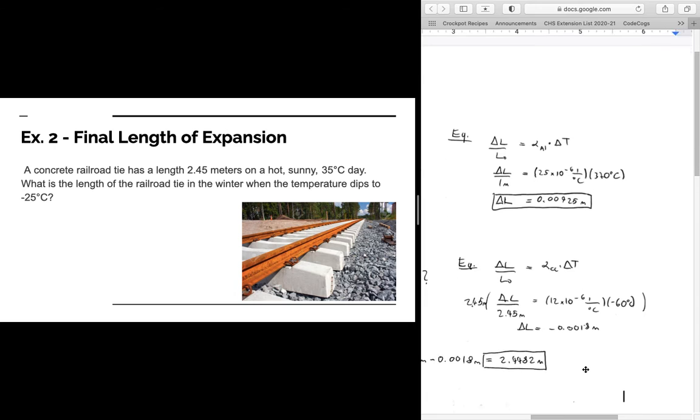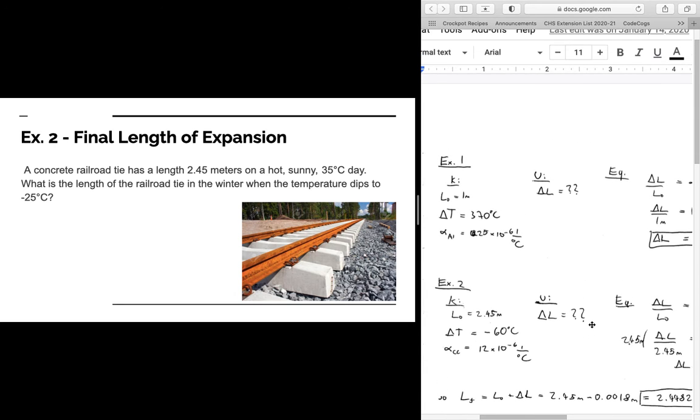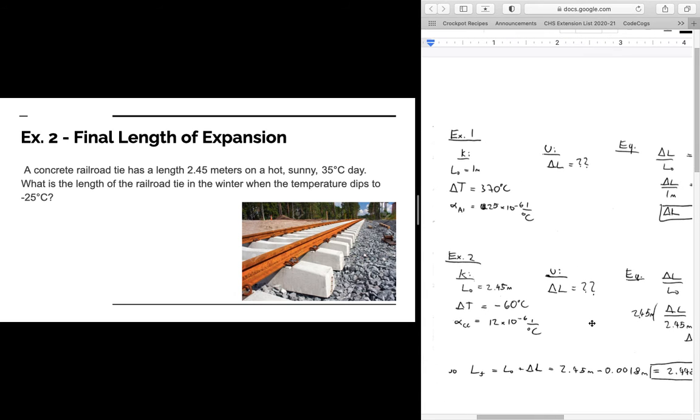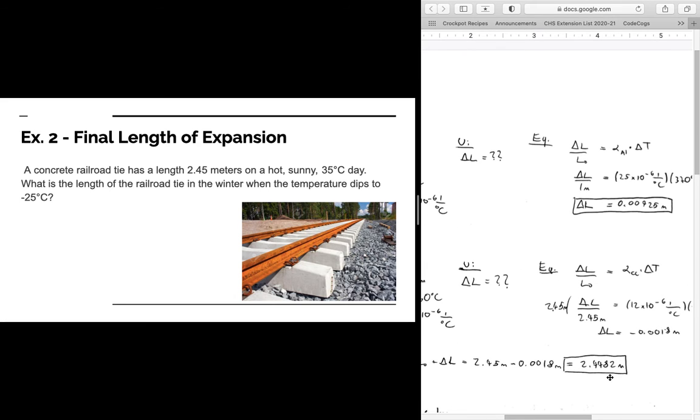Okay? So we found delta L, but we still need to find our final length. So that's where we make use of a little fact from algebra, which is that the final amount of something is equal to the initial amount plus the change in that something. Okay? So our final length is going to be given by our initial length plus our change in length, which is going to be 2.45 meters minus 0.0018 meters. So we get that our final length is 2.4482 meters.